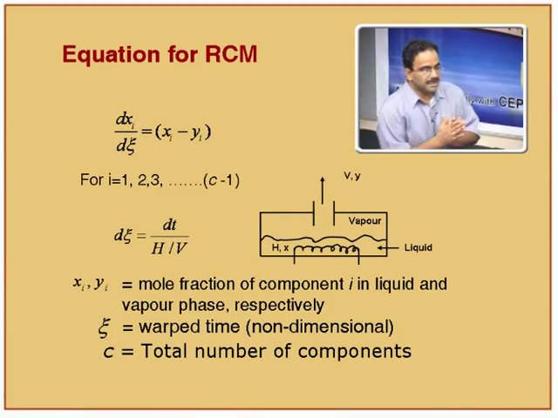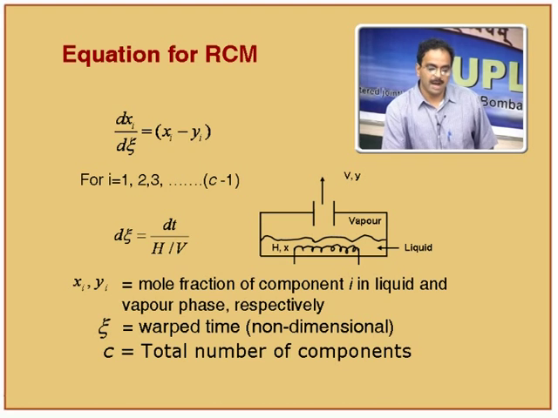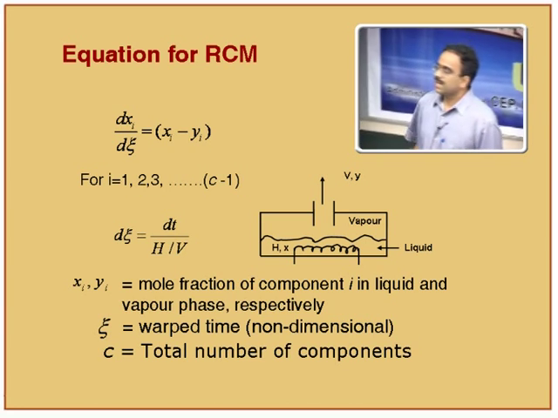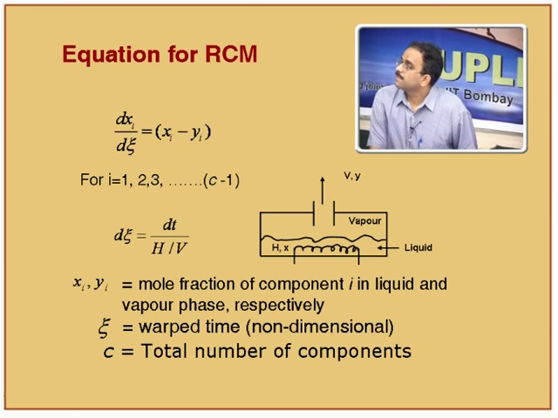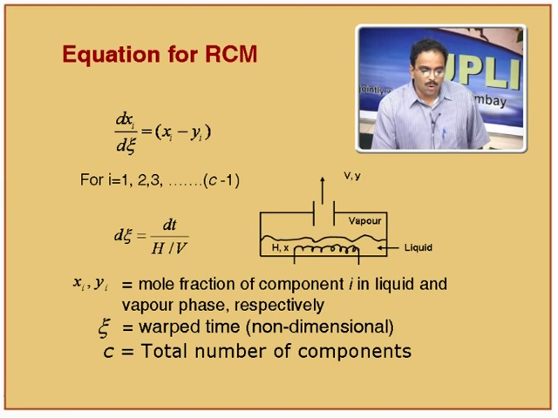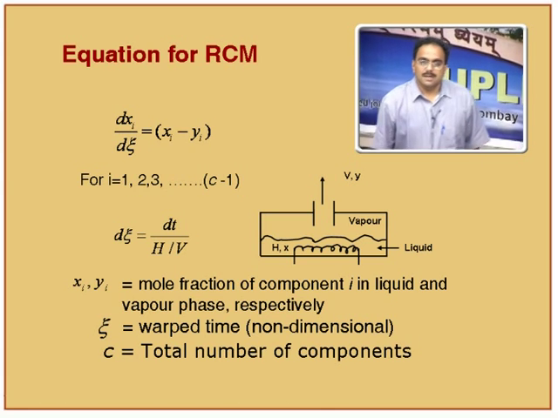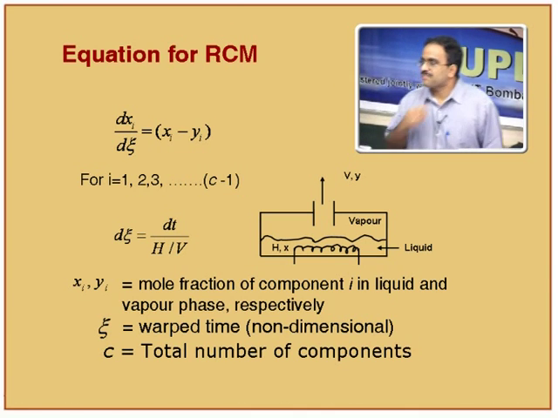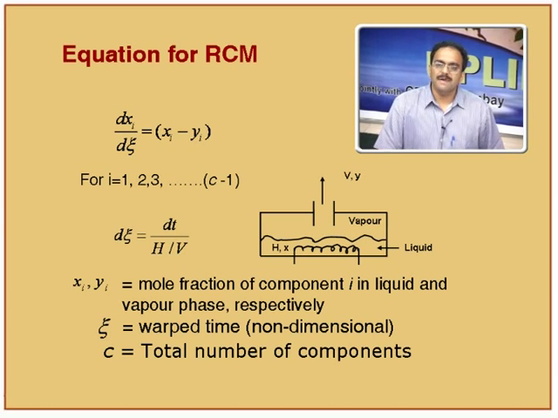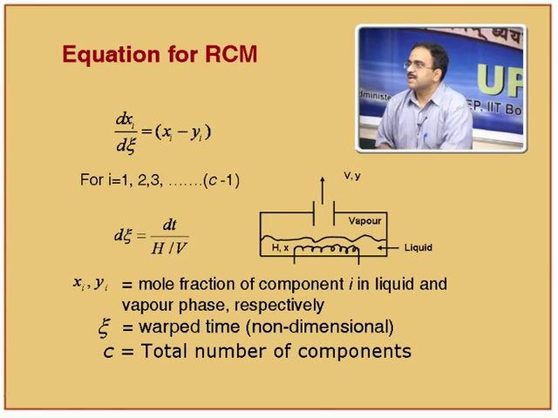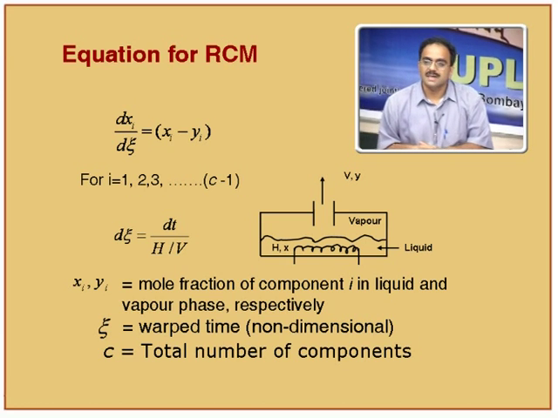This is your equation for RCM, you have derived it already. You are taking vapor out which has composition y, and this is your very simple equation. But as I said before, it is a representation of the vapor liquid equilibrium curve, because the way x will change will depend on VLE, nothing else. Now, can I plot this on the ternary diagram? In this case, you have this zeta, your dimensionless time. But if I want to plot it on a ternary diagram, there is no zeta there. I am plotting it for xA and xB.